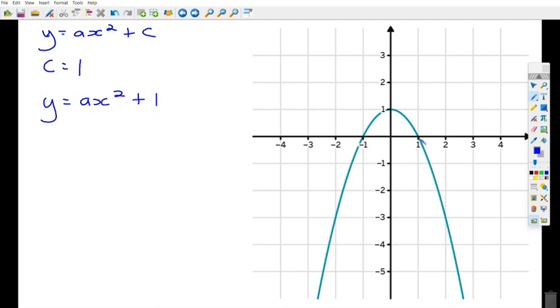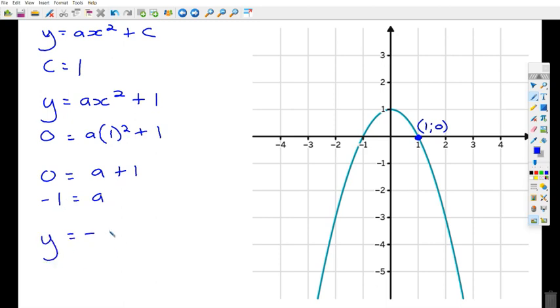Let's go find a point. I see I've got a point there of 1 and 0, because it's cutting my x-axis there. Substitute that point in there. We're going to have 0 equals a times 1 squared plus 1, which is just a, plus 1 equals 0. Take the 1 over, a is negative 1. Therefore, my equation is y is equal to negative x squared plus 1. Very good. Nice and easy. Hoping that's quite easy for you guys now.